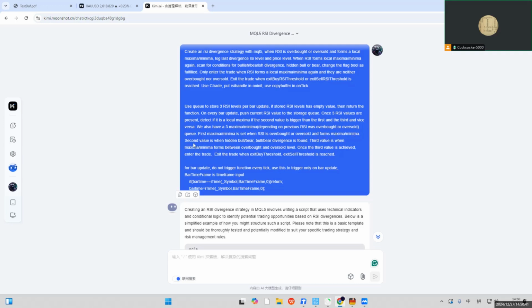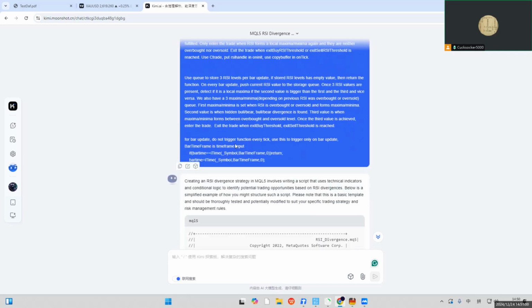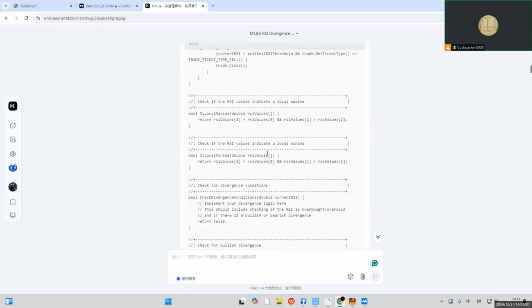Second value is when the hidden bull bear divergence is found. Third value is when the maxima and minima forms being between overbought and oversold level. Once the third value is achieved, enter the trade. Exit the trade when exit buy threshold or sell threshold is reached. Yep, bar updates. This is the code.